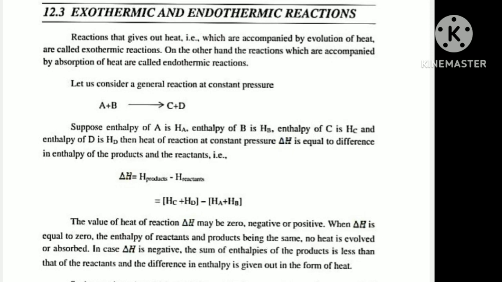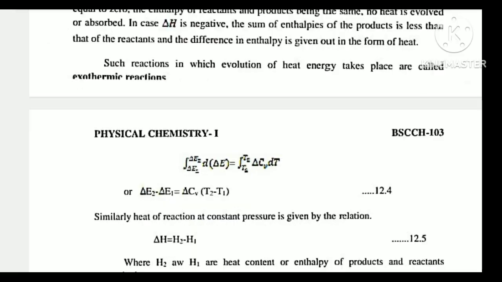The value of the heat of reaction delta H may be 0, negative or positive. When delta H is equal to 0, the enthalpy of reactants and products are the same. No heat is evolved or absorbed. In case delta H is negative, the sum of enthalpies of the products is less than that of the reactants, and the difference in enthalpy is given out in the form of heat. Such reactions in which evolution of heat energy takes place are called exothermic reactions.